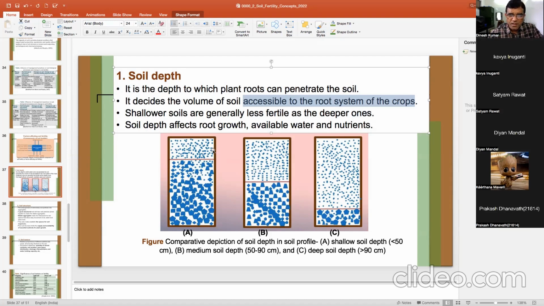So you can see three examples here, A, B, C. In A, the rooting depth or soil depth is shallow. In B, it is medium. Shallow soil depth means normally less than 50 centimeters. For medium depth, it's considered 50 to 90 centimeters. And deep soil depth is more than 90 centimeters.